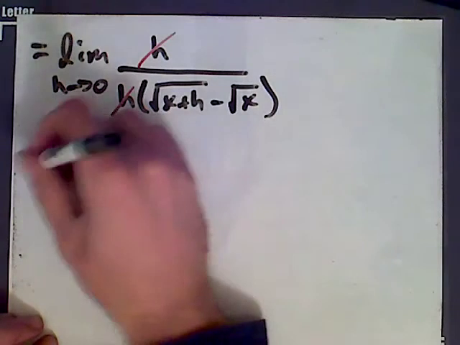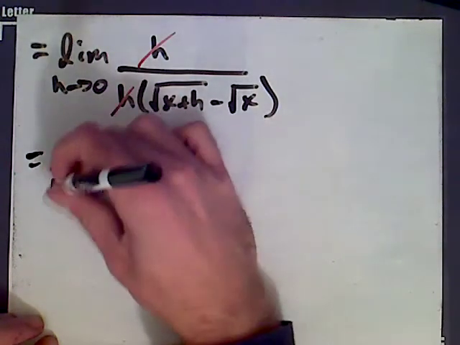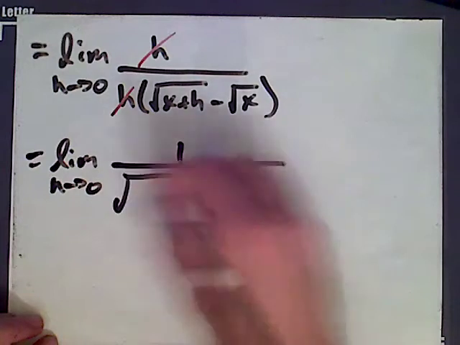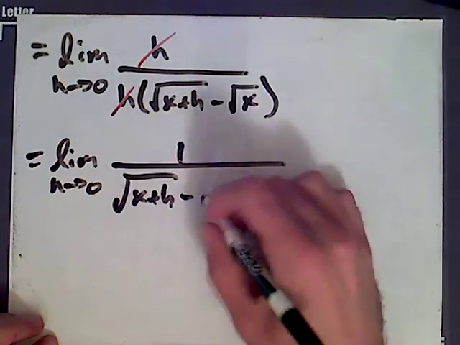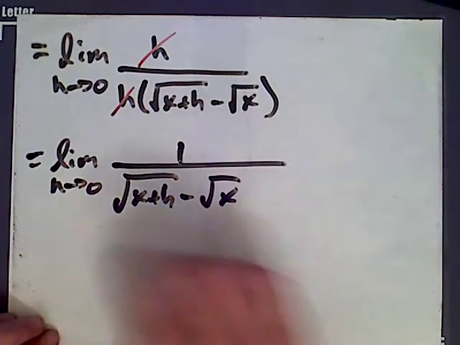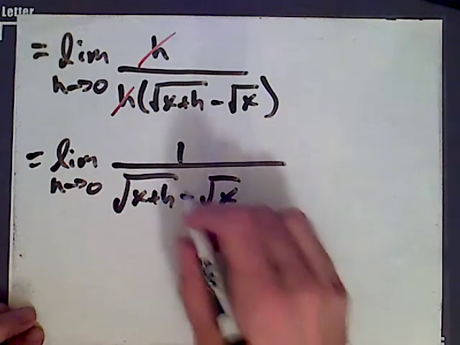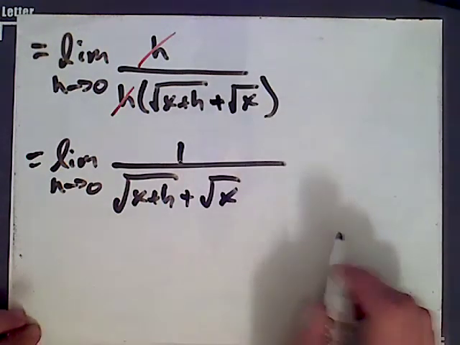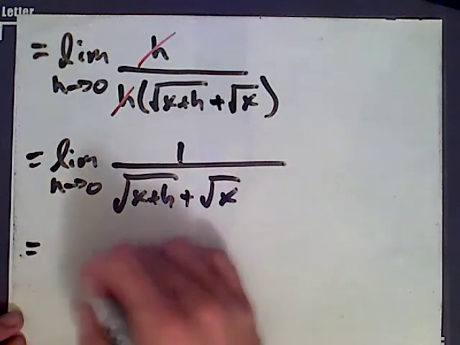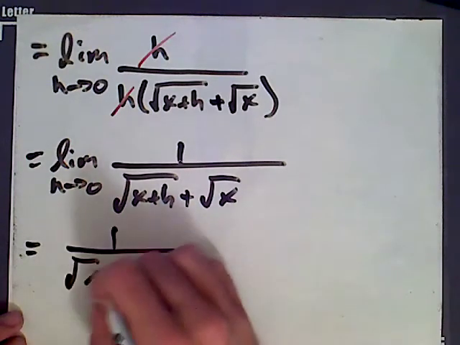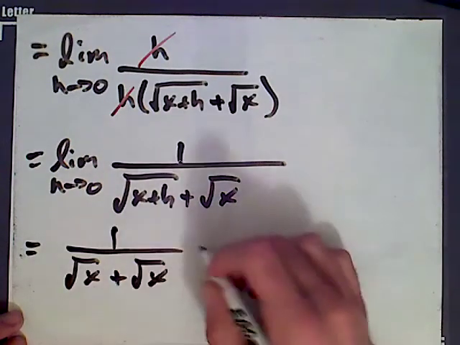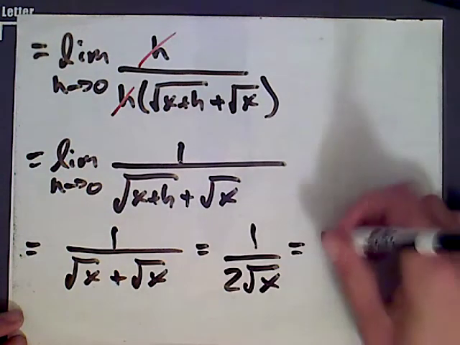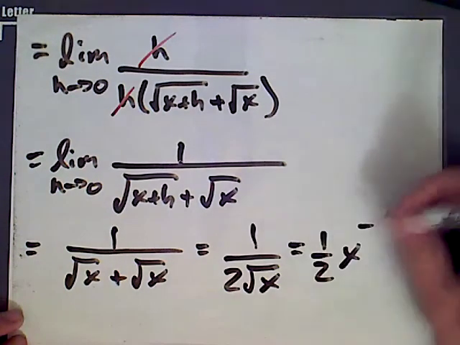What we're left with is the limit as h goes to 0 of 1 over root x plus h plus root x. I copied it wrong, this is a plus sign. And what we're left with is 1 over root x plus root x, which is 1 over 2 root x, which can be written as 1/2 x to the negative 1/2.